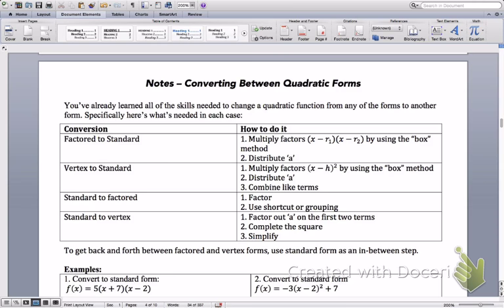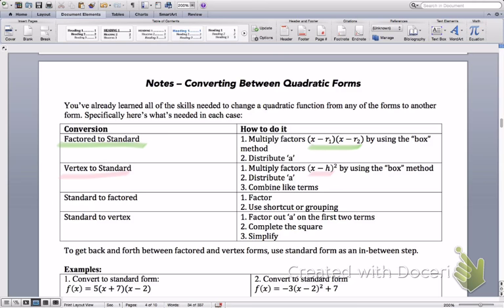If you're in factored form and you want to go to standard form, all you have to do is multiply the two factors using your box. And if you have your a value on the outside and it's not 1, distribute. If you want to go from vertex to standard form, you start off with that x minus h squared. Remember, that means two of the same thing, so you multiply just like in the previous one. You also distribute the a, but remember you have that extra little number on the outside. You have to add it in or subtract it in.